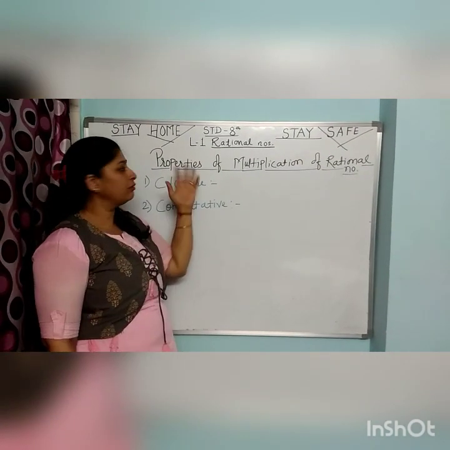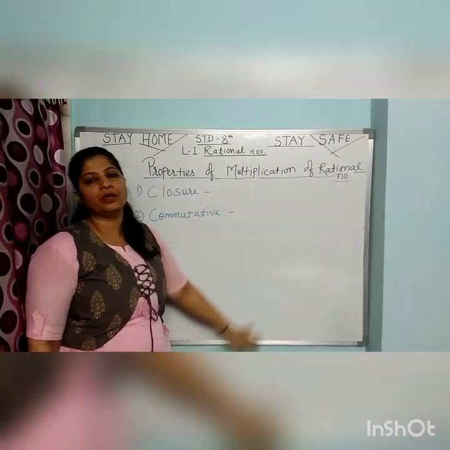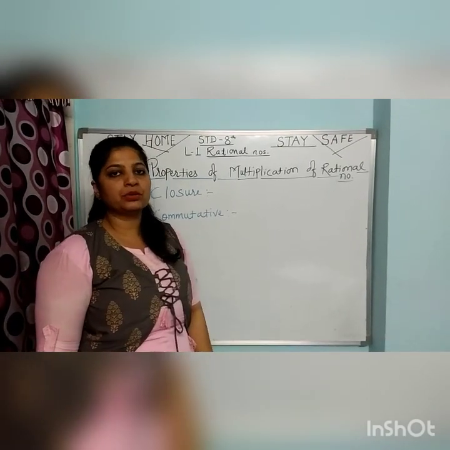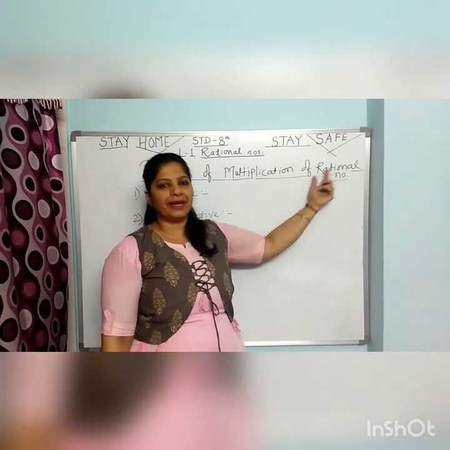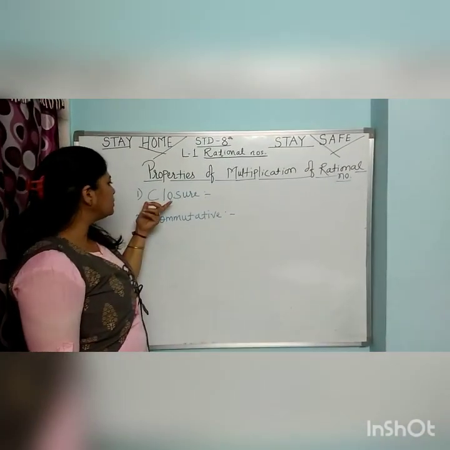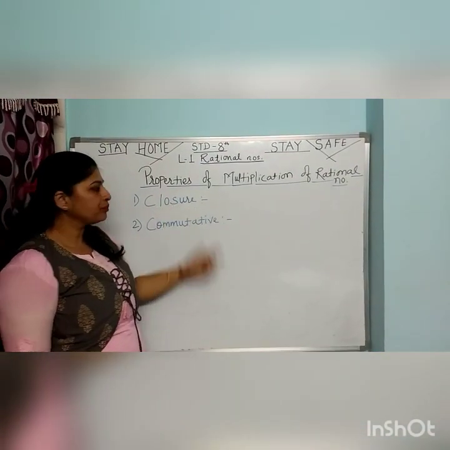Welcome students again with the continued part of properties of rational numbers. Today we will learn about the properties of multiplication of rational numbers. The first property is the closure property.